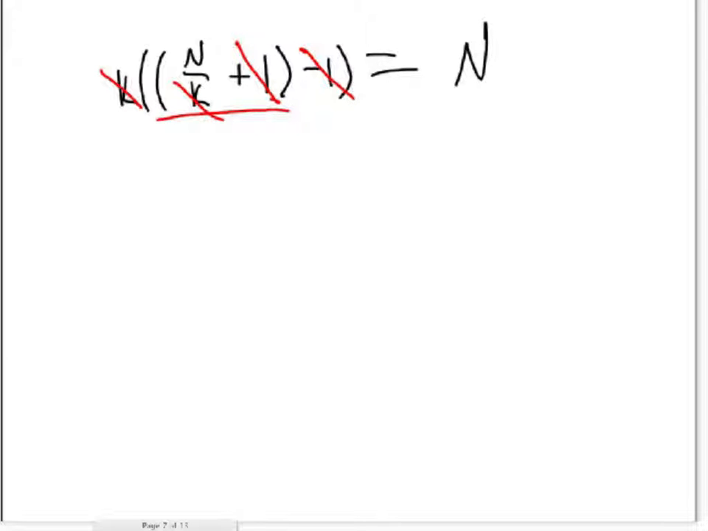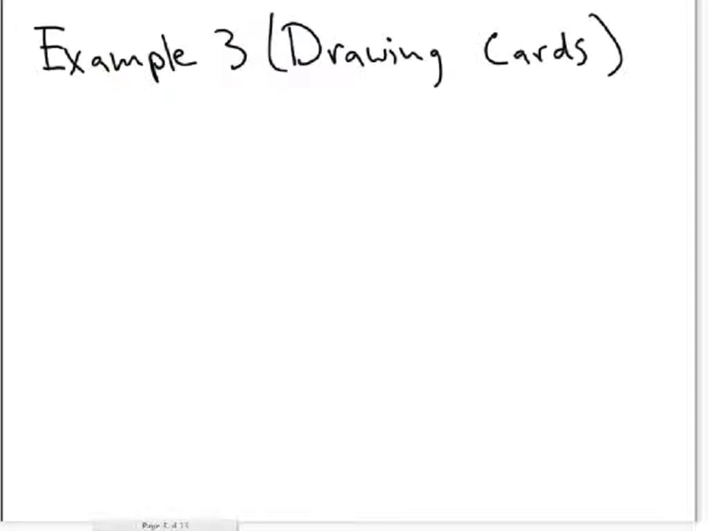And that is saying that there are n total objects, which is not correct. Therefore, the contradiction is there and proves the pigeonhole principle.